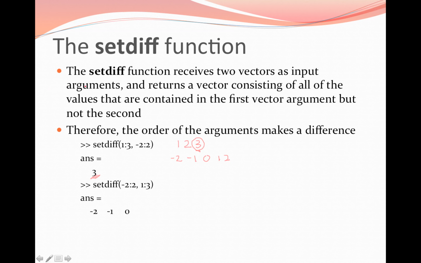Now if instead we do setdiff where the first argument is -2:2 and the second argument is 1, 2, 3, then we're looking for everything that is in this vector but not in the vector 1, 2, 3. So the -2 is not in 1, 2, 3, the -1 is not in 1, 2, 3, the 0 is not in 1, 2, 3. So we get -2, -1, and 0 as a result.